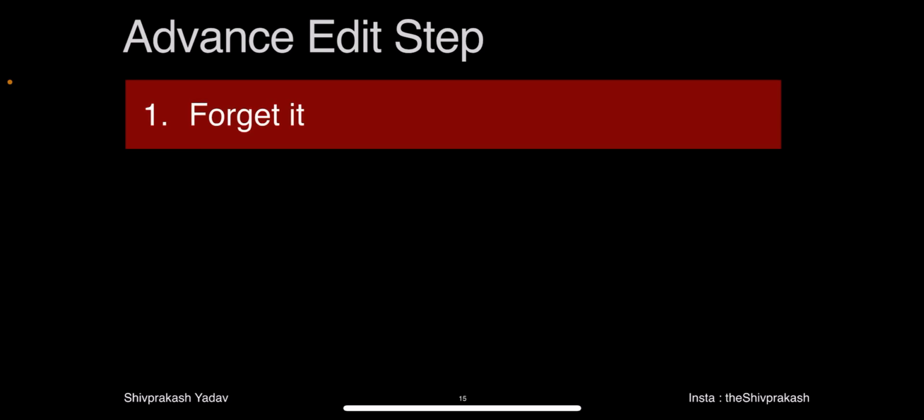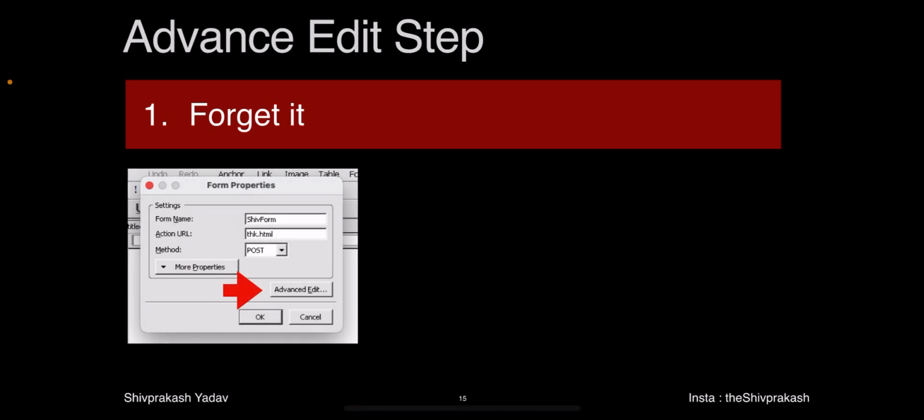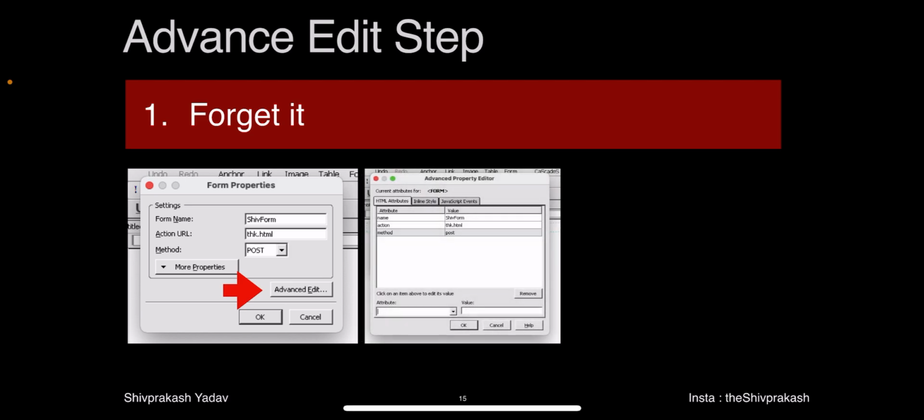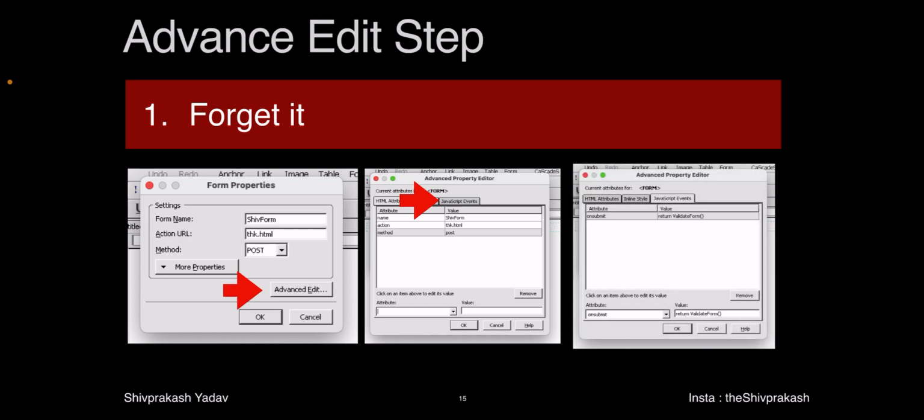Next is the advanced edit step. Okay, so this step is very important. If we miss this step and we forget it, okay, then our coding will not work. So the first step is to go to form properties and click on advanced edit. Then this window will open where the third tab is JavaScript events that you have to select, and then at the end in the value field you have to write return space and the function name.